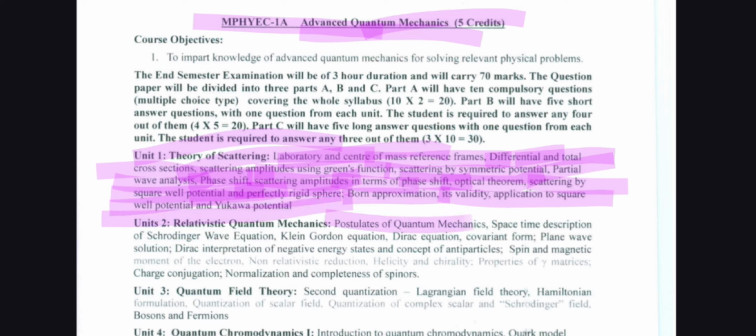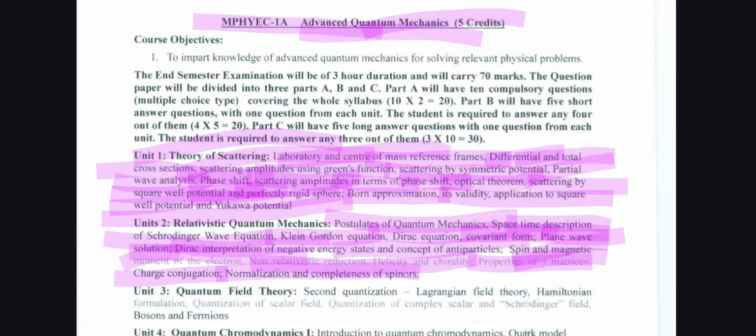That's next, unit 2. Relativistic quantum mechanics: postulates of quantum mechanics, space-time description of the Schrodinger wave equation, Klein-Gordon equation, Dirac equation, covariant form, plane wave solution, Dirac interpretation of negative energy state and concept of antiparticle, spin and magnetic moment of the electron and non-relativistic limit, helicity and chirality, properties of gamma matrix, charge conjugation, normalization and completeness of spinor.